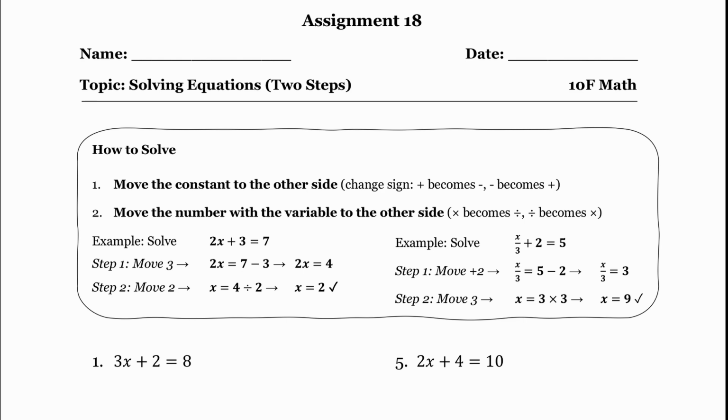So how do we solve? Your first step is to move the constant to the other side. When we move it, remember the sign changes. The plus becomes minus and the minus becomes plus. I'll explain this with an example. And step 2, move the number with the variable. If it is multiplying, we divide. If it is dividing, we multiply. So the second step is similar to our previous assignment. Let's look at some examples.